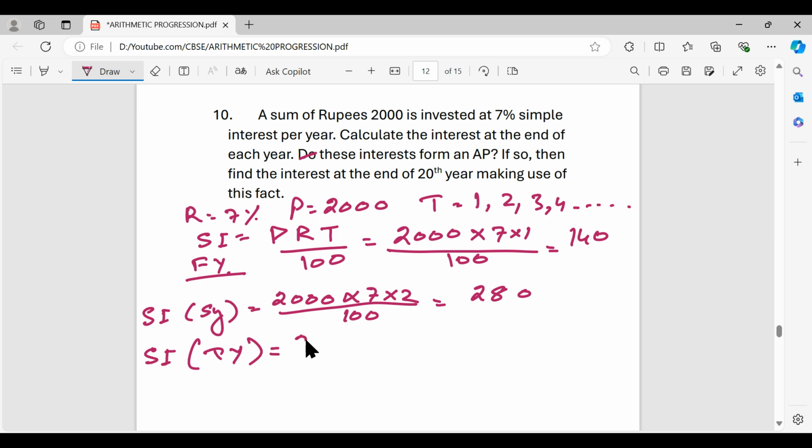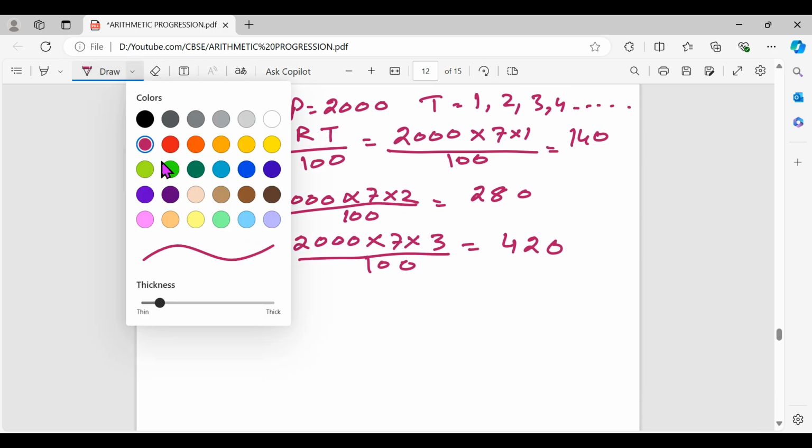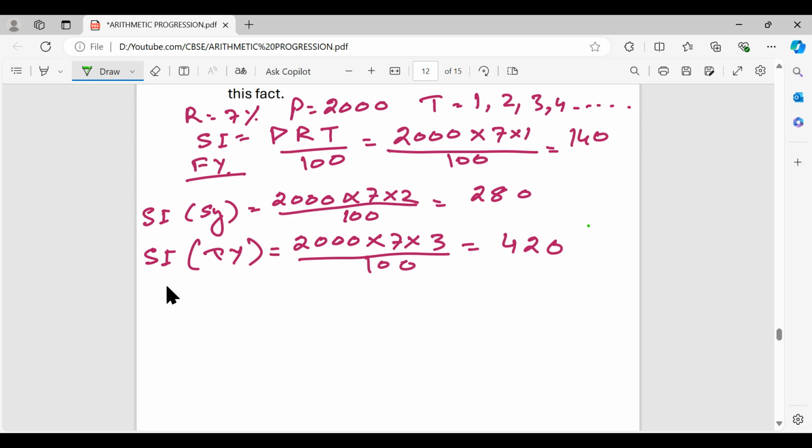So it will be 2000 times 7 times 3 over 100. And then you get this one as 20 into 21, that is 420. Okay. Now you can see that with this interest every year we are calculating, a sequence is formed. Now let's write it. So you get 140, 280, and then we get 420.